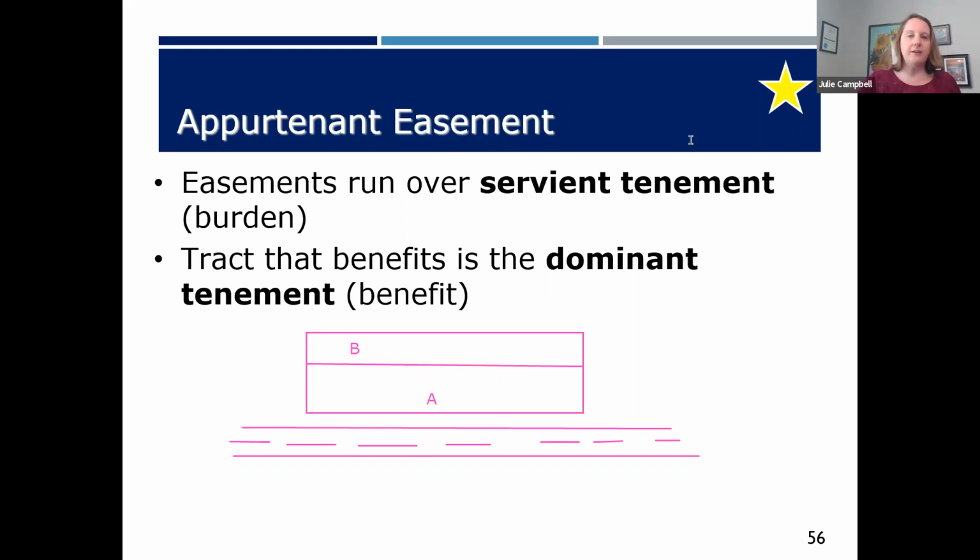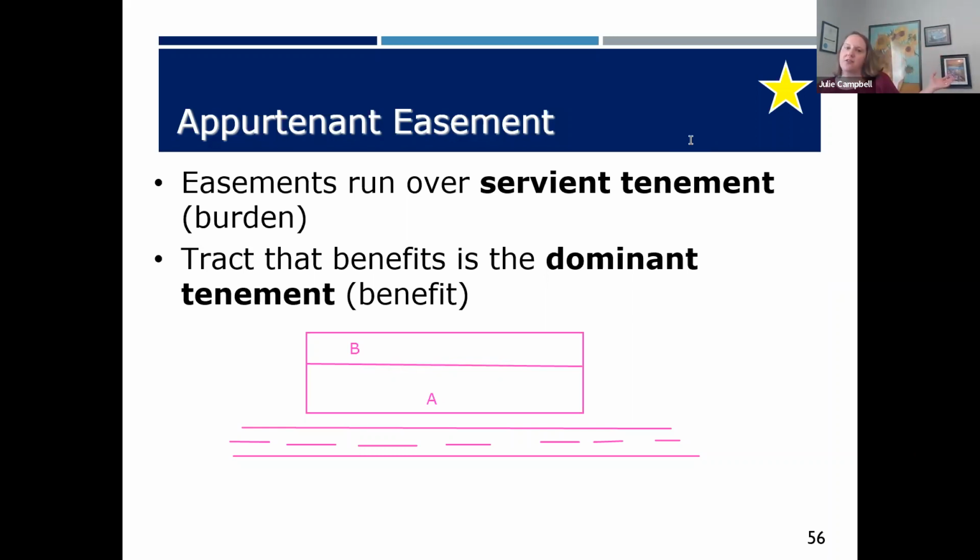A would be the servient. They're being used. B is the dominant. They're doing the using. B's got to get to the road. There's a similar picture in your book on page 56.